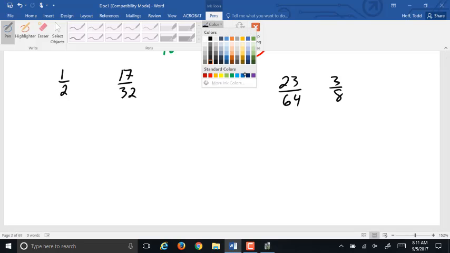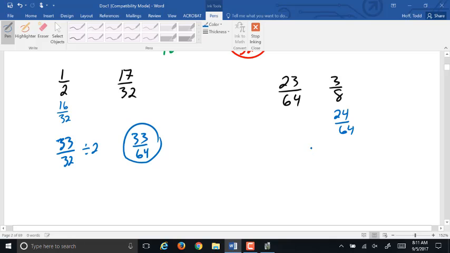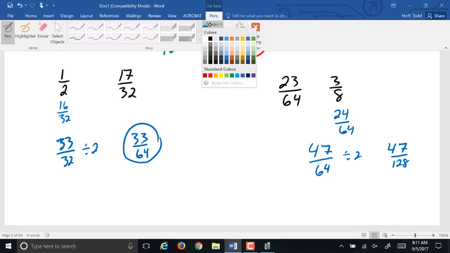Okay, so for the first one here, this ends up being, of course, 16/32. So we add them together, we would get 33/32. After you divide by 2, you get 33/64, correct? Okay. Over here, this one becomes 24/64. So you add them together to get 47/64. After you divide by 2, you get 47 over 128, correct? Perfect.